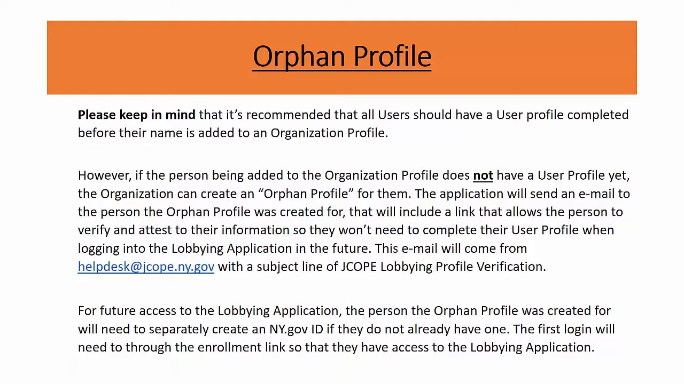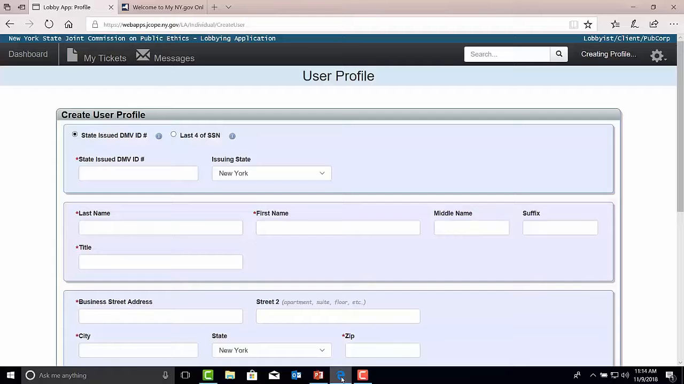We will go through each required field and also briefly review the fields that are optional and not required. To begin, you are required to either enter your NY-DMV license number or the last 4 digits of your Social Security number. This is for identification purposes only, to create your own individual ID, which will help eliminate duplicate profiles. This information will not appear in your user profile after you submit.